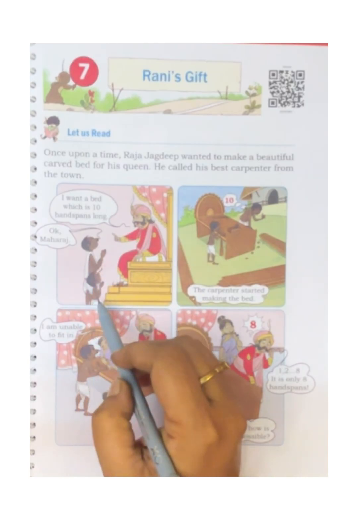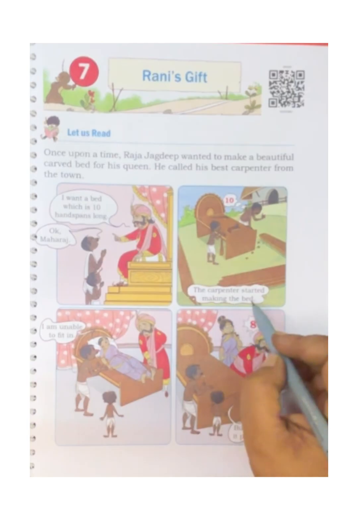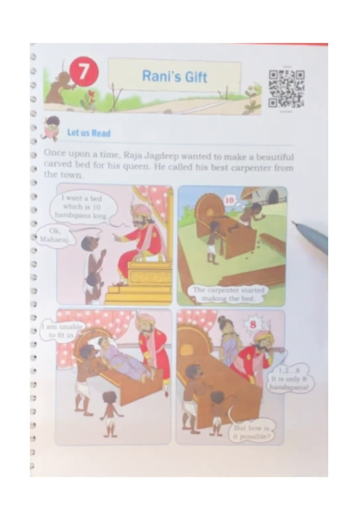The carpenter has come with his son. Now, the carpenter started making the bed. Look at the picture here. The carpenter and his son both are making the bed. Next, once the bed is ready, the king asked the queen to sleep on it.